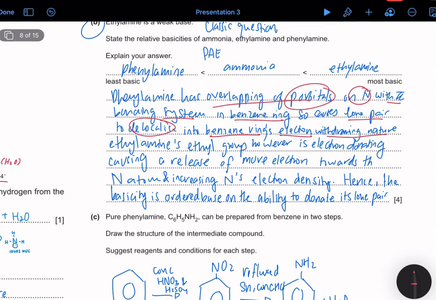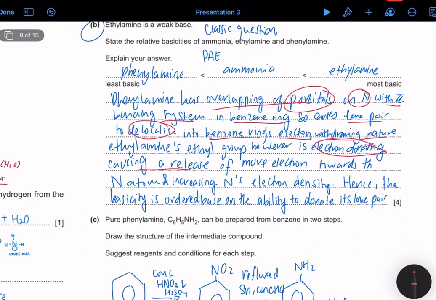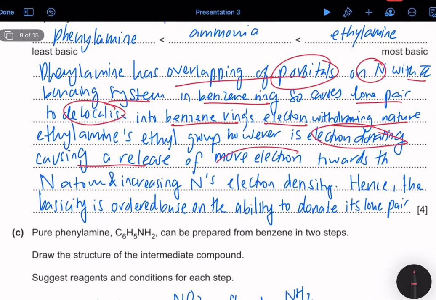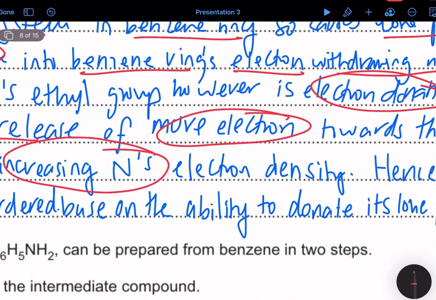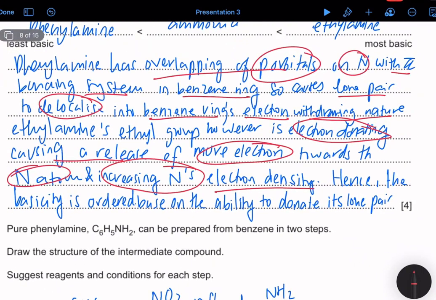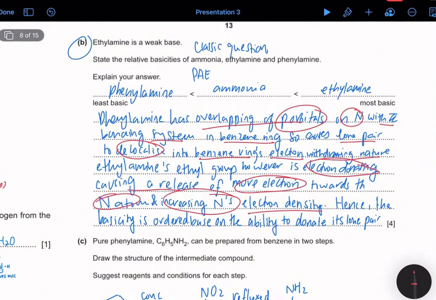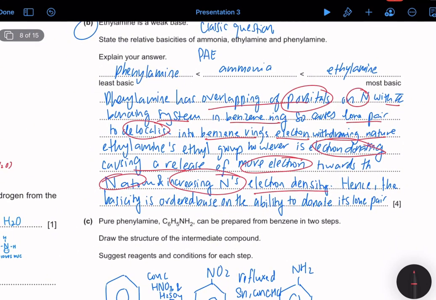But for your ethylamine, it's a different story. Ethylamine's ethyl group, however, is electron donating, and this causes a release of electrons towards the N atom, increasing the N's electron density. Because of this higher electron density, the basicity is increased. So your ethylamine has the largest basicity, and the basicity is basically ordered based on the ability to donate its lone pair.